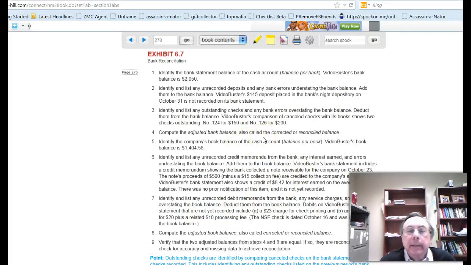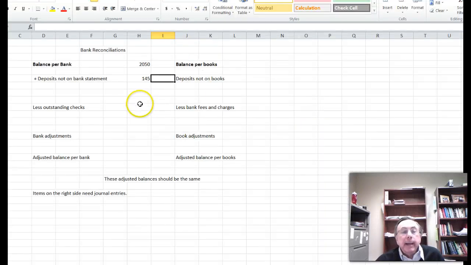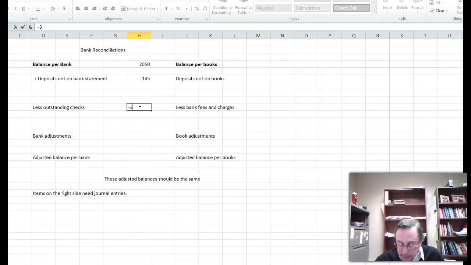It says identify and list any outstanding checks and any bank errors overstating the bank balance. Video Busters comparison of canceled checks with its books shows 2 checks outstanding. What happens is the company has to go through each and every check that it wrote, plus any ones that didn't clear from the previous month, and list those here, because eventually they're going to come out of their bank balance. So we've got 2 for $150 and $250. We add those together, sounds like $350. So that's going to be a subtraction. Those are going to come out of our bank balance.